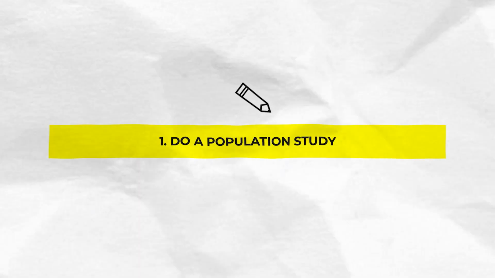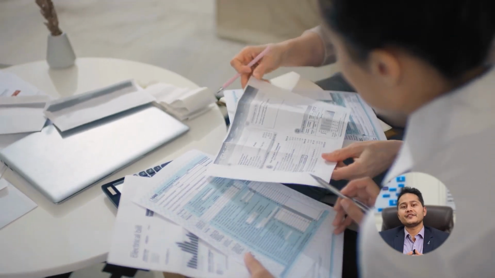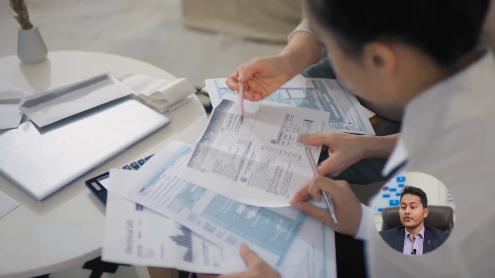Step 1. Do a population study. Let's accept it. AUM books of retail NBFCs are lengthy statements. So it is very important to collate important traits of the book at one place to get a sense of what exactly we are dealing with.